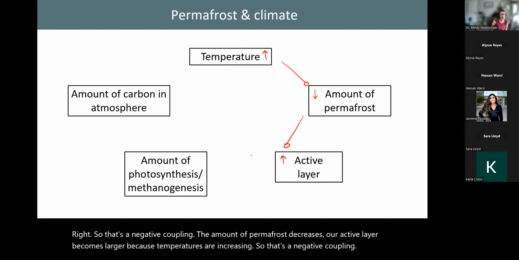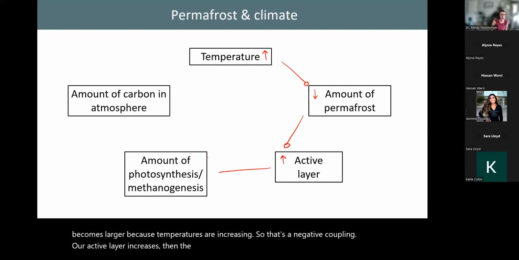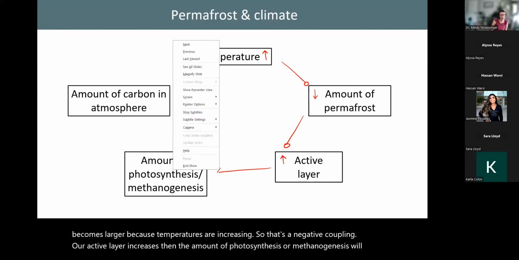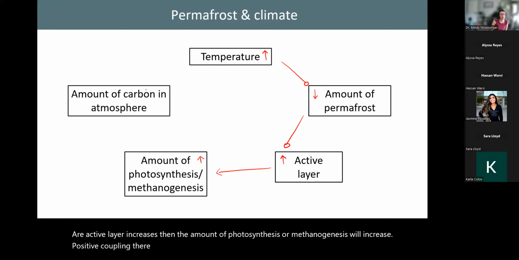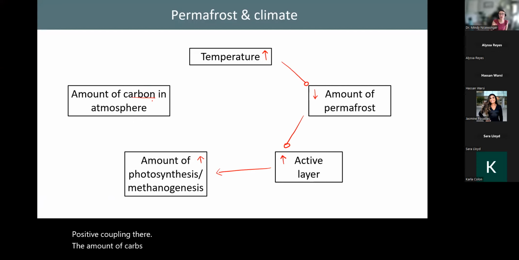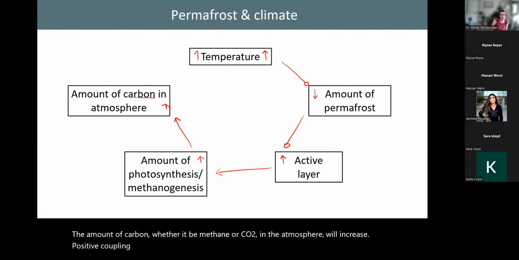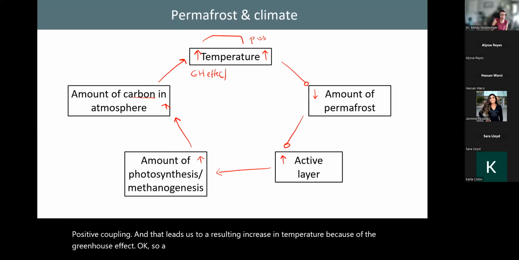Our active layer increases, then the amount of photosynthesis or methanogenesis will increase. Positive coupling there. The amount of carbon, whether it be methane or CO2, in the atmosphere will increase. Positive coupling. And that leads us to a resulting increase in temperature because of the greenhouse effect. Okay, so a positive feedback loop, a big and important one in terms of climate change.